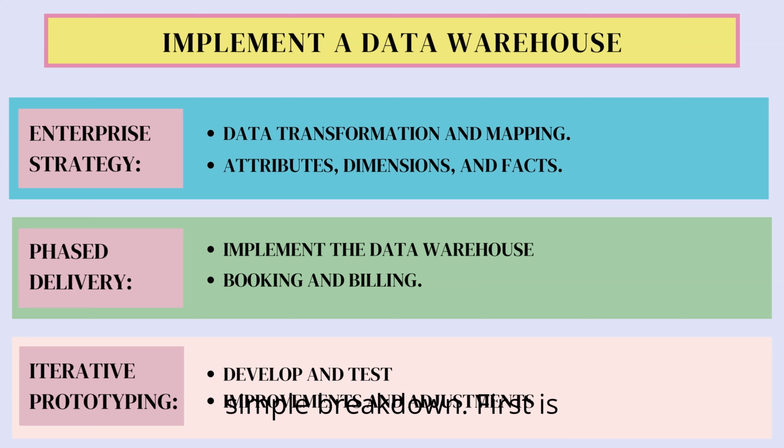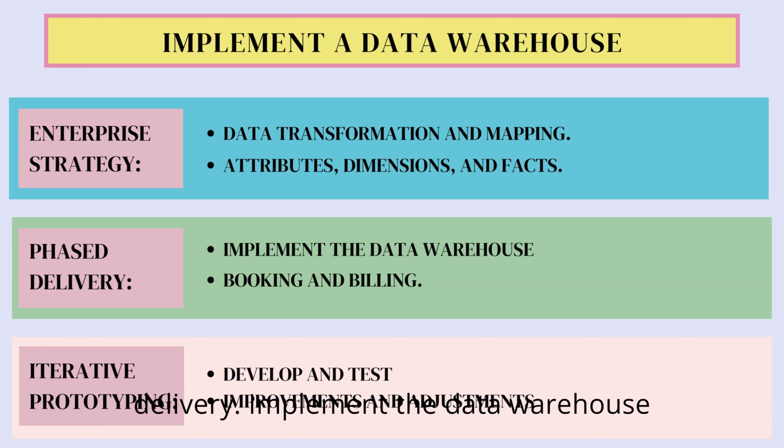Here's a simple breakdown. First is enterprise strategy. This strategy speeds up data transformation and mapping. It helps quickly identify key elements like attributes, dimensions, and facts.